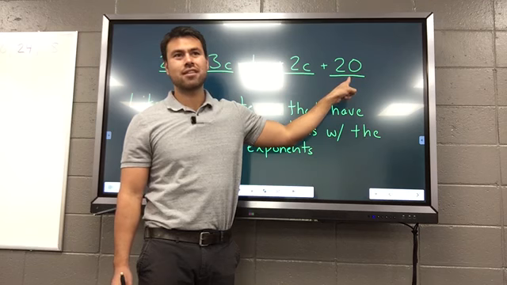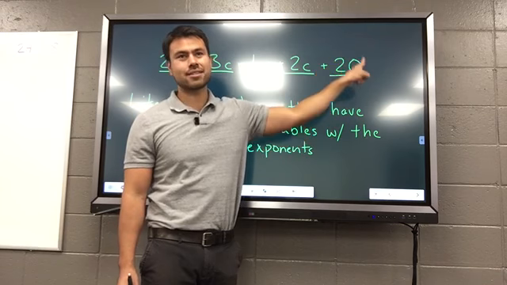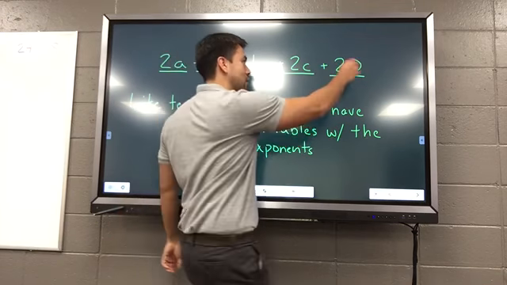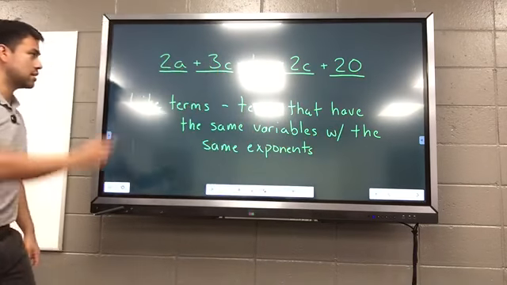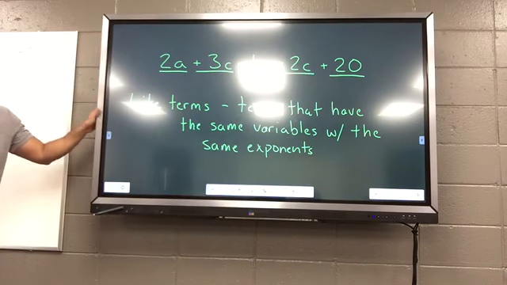What's the literal coefficient? Josiah? There isn't one, so this is called a special term. It's called a constant. This one has no variable, so it's a constant. Good. It doesn't change. This can change, that can change, but not that 20.